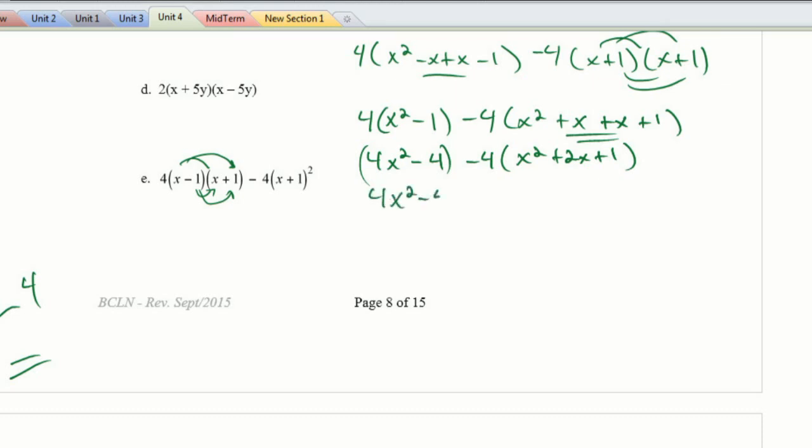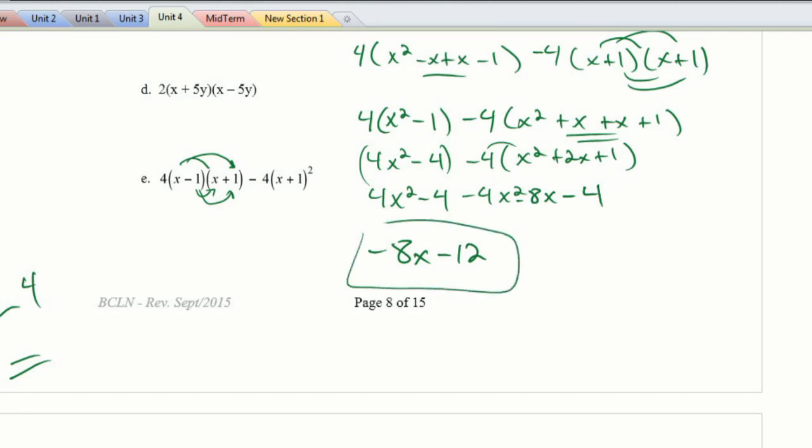So 4x squared minus 4, then expand this guy out. Negative 4x squared minus 8x minus 4. Combine like terms, 4x squared minus 4x squared goes away. Negative 8x, I have negative 4, and another negative 4, negative 12. Sorry, I did it anyways. There you go.